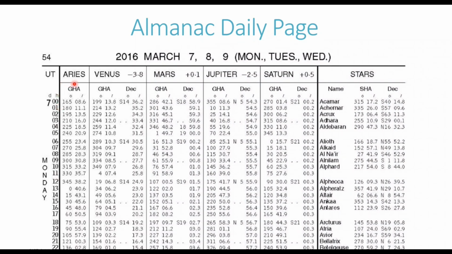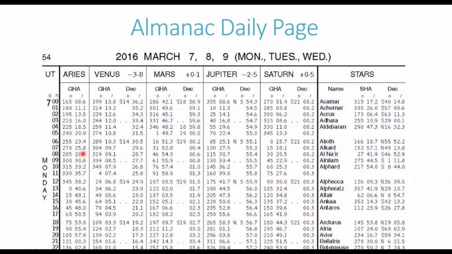Then the first column which you have after the date and hour is the Aries column, and you have the GHA of Aries given to you for every GMT hour. The GHA is given in degrees and minutes. So for any day of the year, for any hour of that day, you can obtain what was the GHA Aries or what will be the GHA Aries at that particular day and hour.